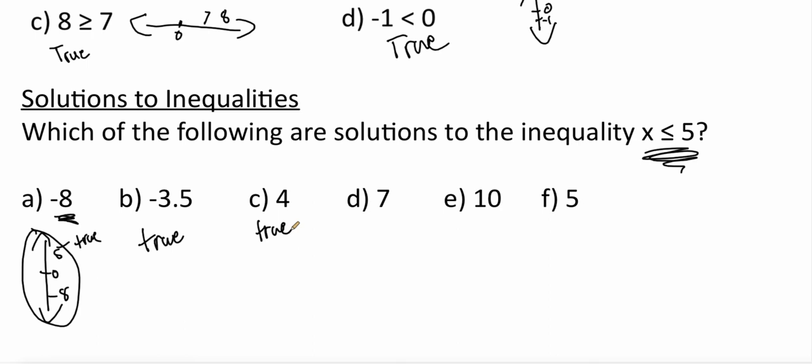Now let's look at 7. If we were to go to that little number line we made over here again, 7 will be above 5, so this is going to be false. 10 is also above 5, so this is false. And then last we have 5. Well, 5 is equal to 5, and in my symbol here, it says it can be equal to, so this is true.